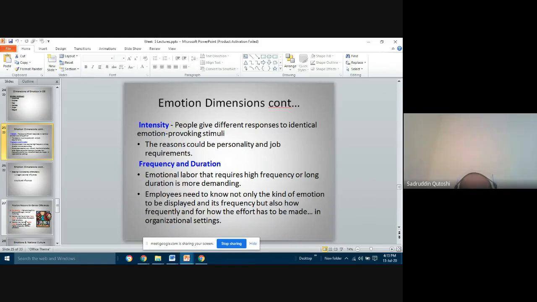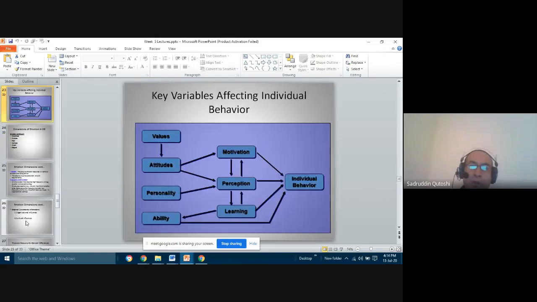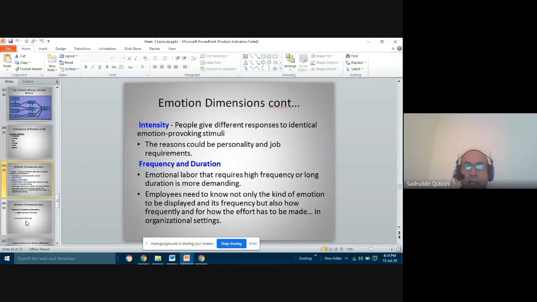The reasons could be personality and job requirement. So why do people react differently? Every person has a different personality type, different personality shape, and different job requirements. Based on that, they might react differently because they have their own personality, their own dimensions of emotion, their own set of values, and their own particular attitudes and abilities, which all together influence the way that person reacts to an identical emotion provoking stimulus in a different way.